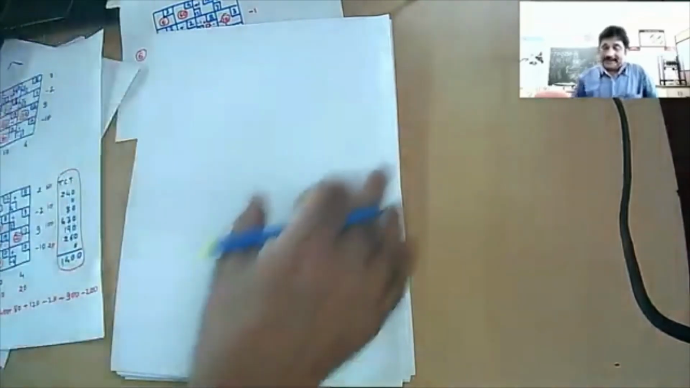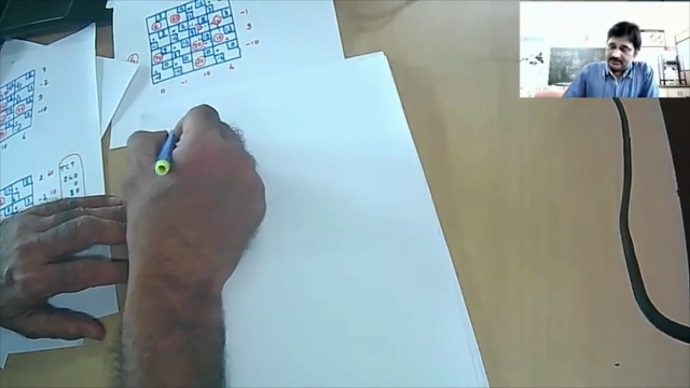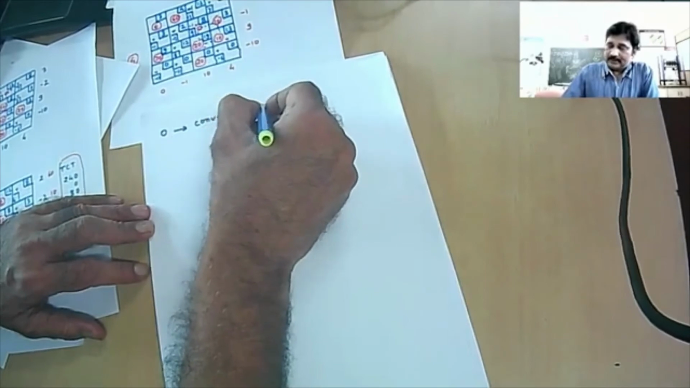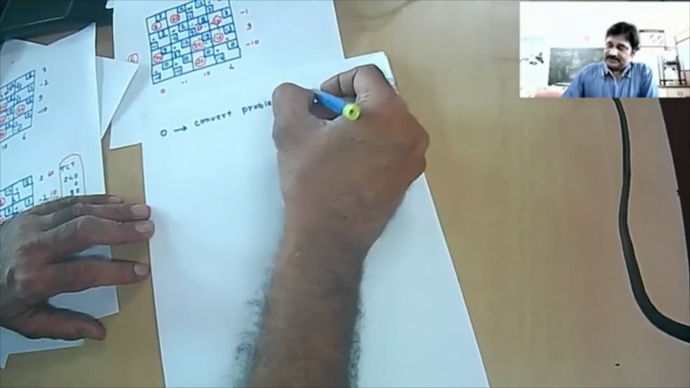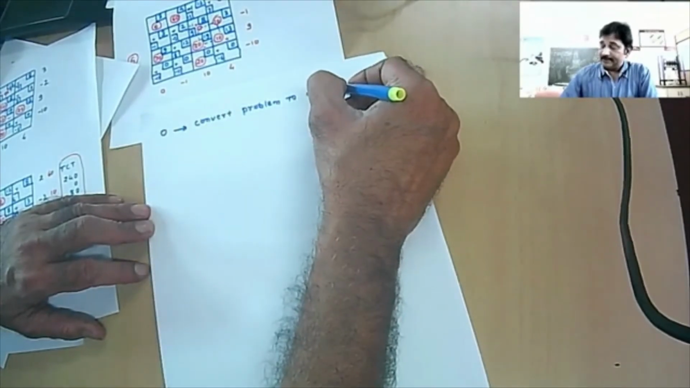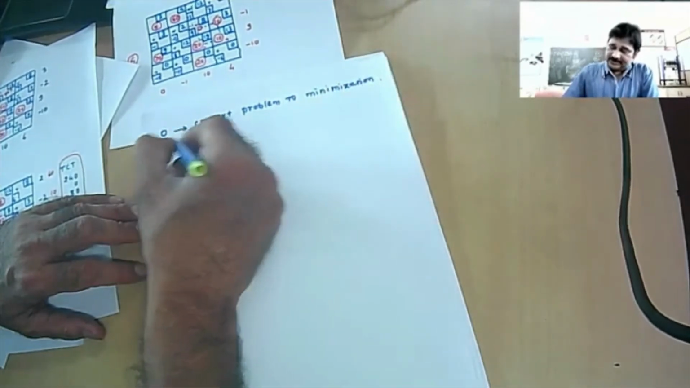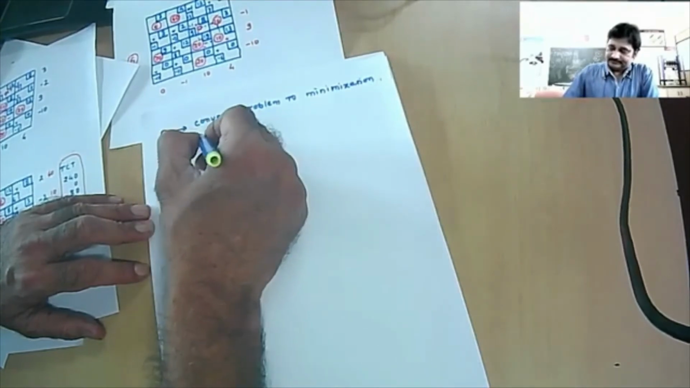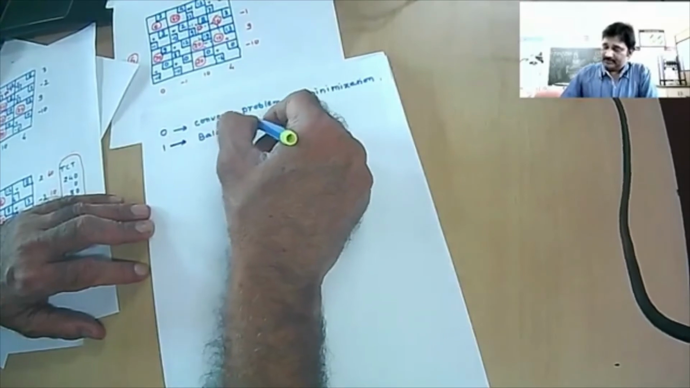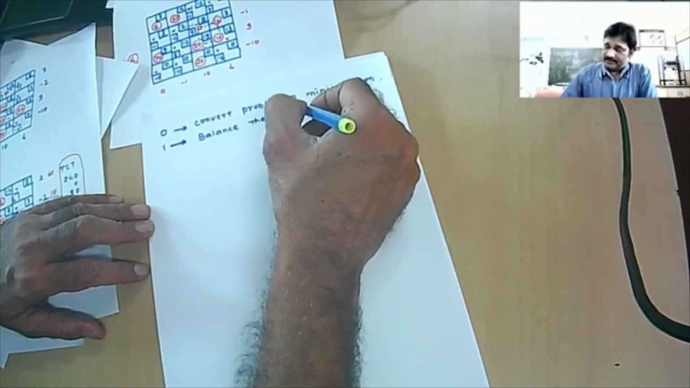So finally, to end, your zeroth step is to convert the problem to minimization. Okay, if it is maximization, that's why I am calling it the zeroth step. If it is already minimization, then this is not needed. Then the first step is to balance the problem. Balance the problem. I hope you understand: making the capacity equal to the requirement.